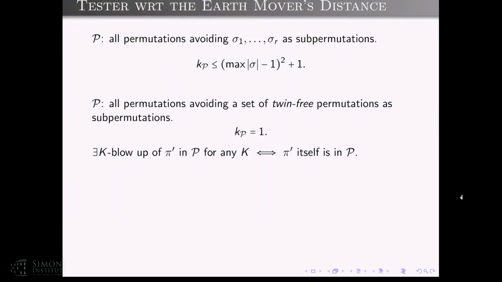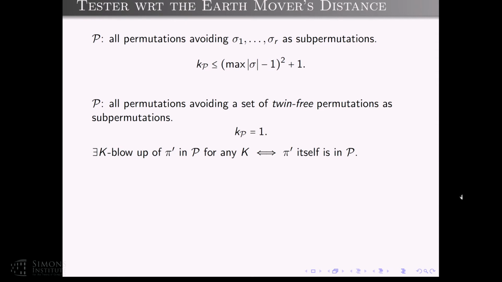But for some other properties, the bound is even better. For P, all permutations avoiding a set of twin-free permutations as subpermutations, the blow-up constant is exactly 1. A twin-free permutation means there are not 2 points in the permutation that are in adjacent columns and rows, so the relative order of these 2 points to all the rest of the points is the same. That's why they are called twins.